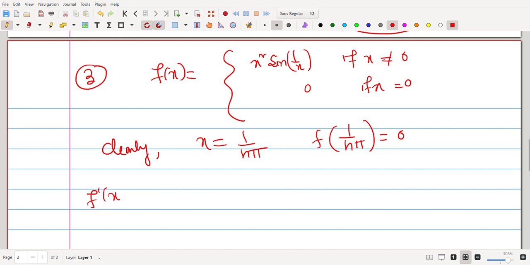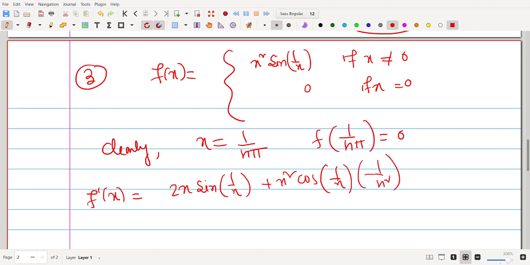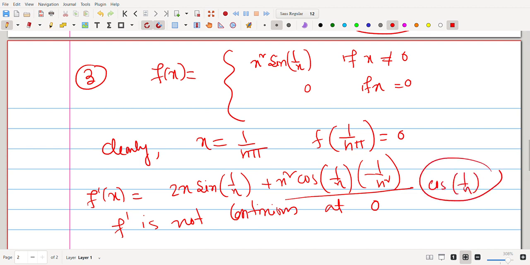Okay, what about the derivative of f? The derivative of f is 2x sine 1 by x plus x square cos 1 by x times minus 1 by x square. So clearly you can see that f dash is not continuous at 0, right? f dash is not continuous because this term becomes cos 1 by x. So f dash is not continuous at 0. So C, D both are wrong. Now what about B and A?